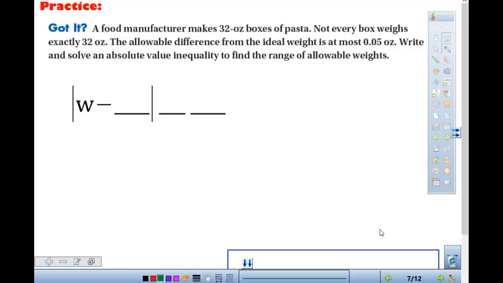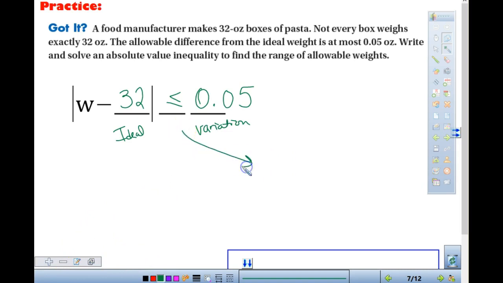So, in the next one, I want you to set it up. And then we're going to go through this one. The first one is going to stay the same. That is going to be W minus 32 is less or equal to 0.05. Here it is greater or equal. Will you see one like this on your test, either with the skater or one of these? Definitely will. Okay? In this case, this is now going to be greater than negative 0.05.